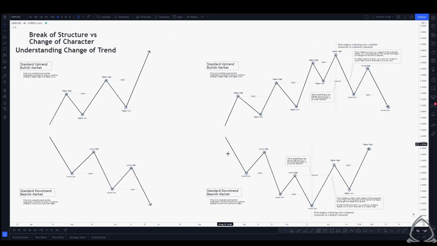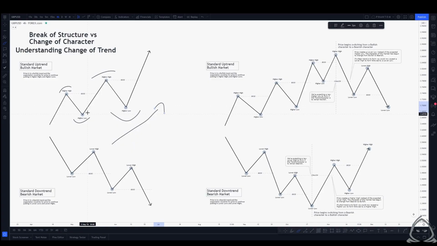So when we're looking at a standard uptrend, we're seeing price putting in higher highs and higher lows, breaking the previous higher high and creating a new higher high. That's a break of structure, and the break of structure is showcasing that we are continuing to move in an uptrend. We're seeing that series of higher highs and higher lows. We're breaking structure, breaking previous highs, forming new higher highs. And when we're in an overall bullish trend, our expectation is that price will continue to print higher highs and higher lows, and that will showcase an uptrend continuing.